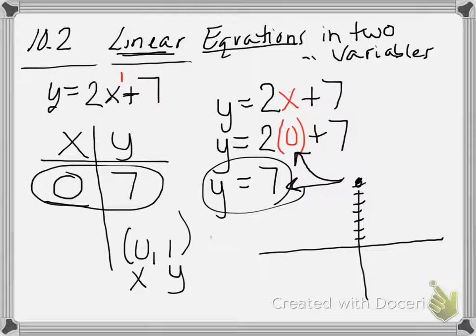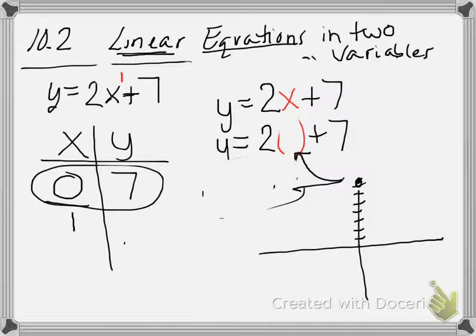So I can put another value in to see if it's going to make a straight line. Again, I would just pick small numbers. If I put a 1 in for the x, then I'm going to erase this, and I'll erase this because it will no longer equal 7. Okay, so now I'm going to put a 1 in here. So 2 times 1 is 2 plus 7 is 9. So now y equals 9.